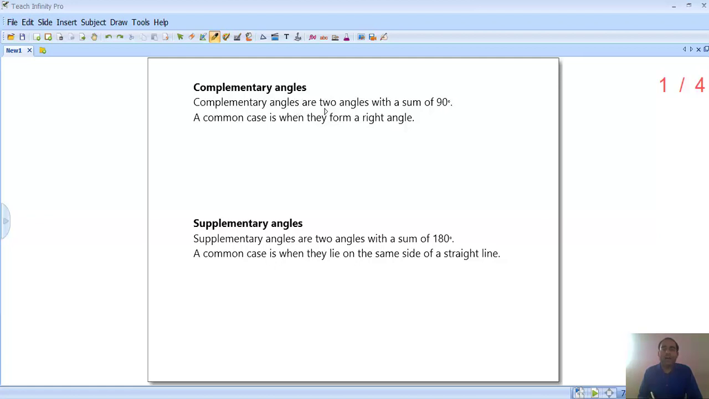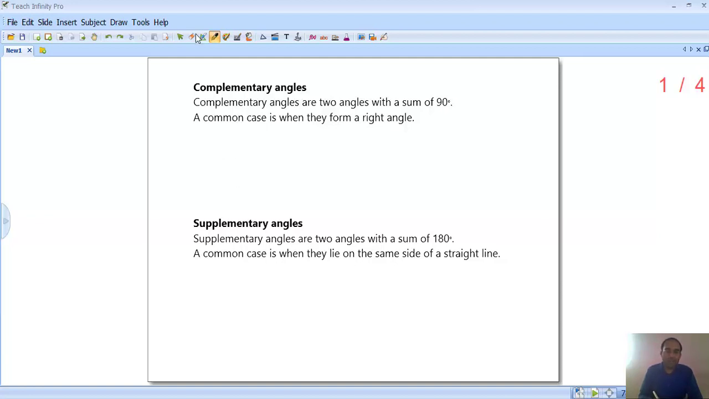Complementary angles are two angles with a sum of 90. Okay, first line: complementary angles are two angles with a sum of 90. What does that mean? It means two angles will be complementary angles if and only if their sum is 90 degrees.